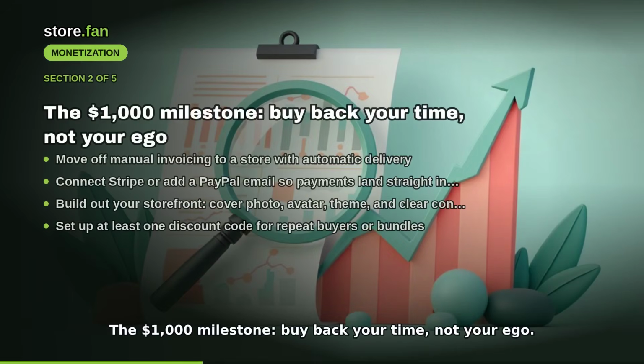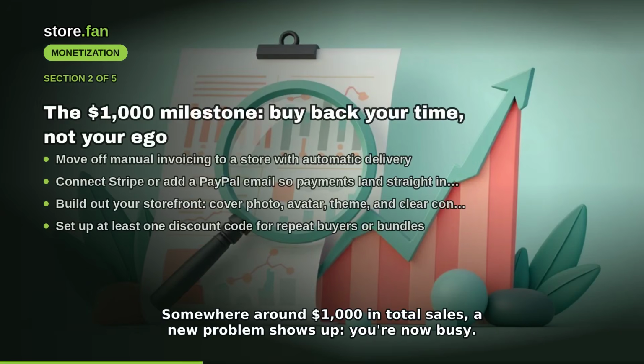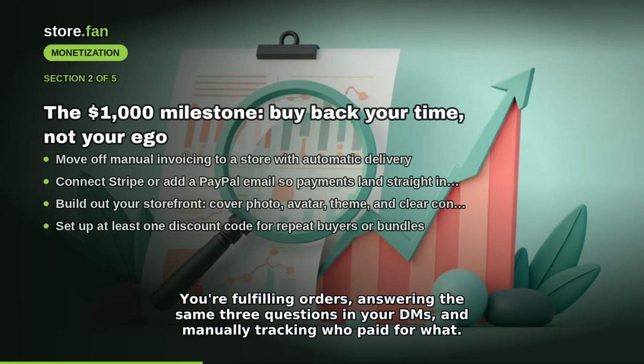The $1,000 milestone. Buy back your time, not your ego. Somewhere around $1,000 in total sales, a new problem shows up. You're now busy. You're fulfilling orders, answering the same 3 questions in your DMs, and manually tracking who paid for what.